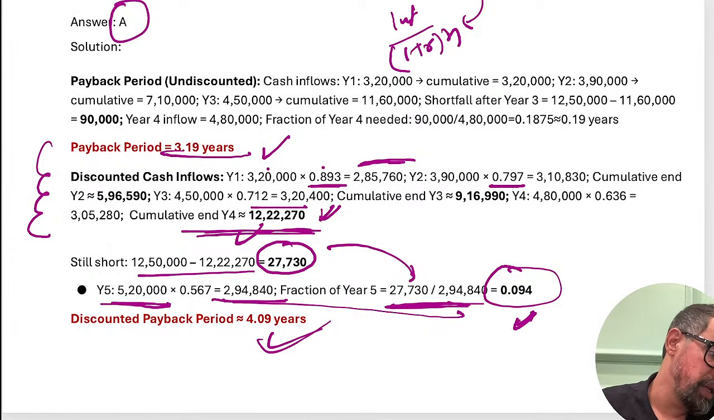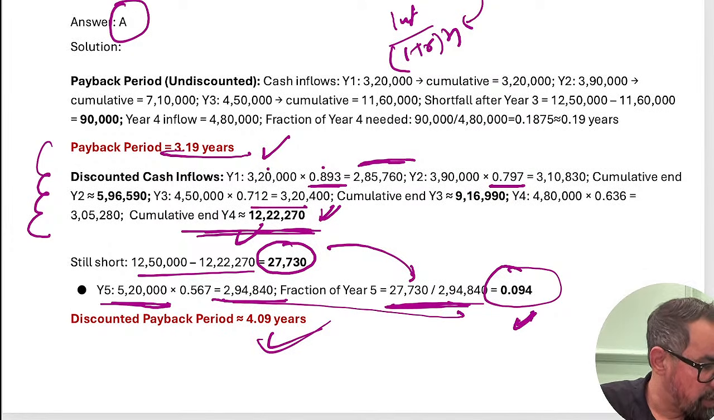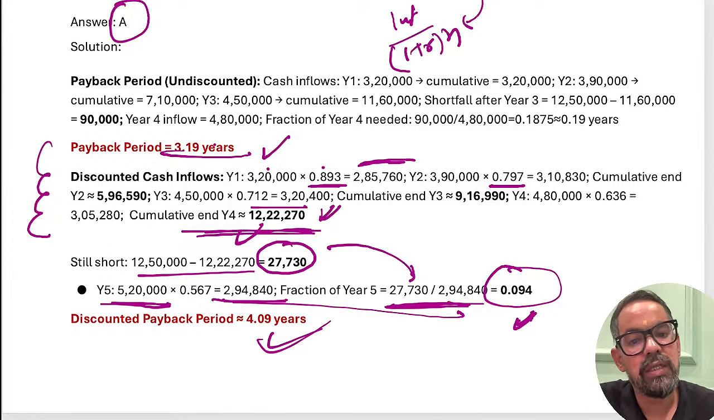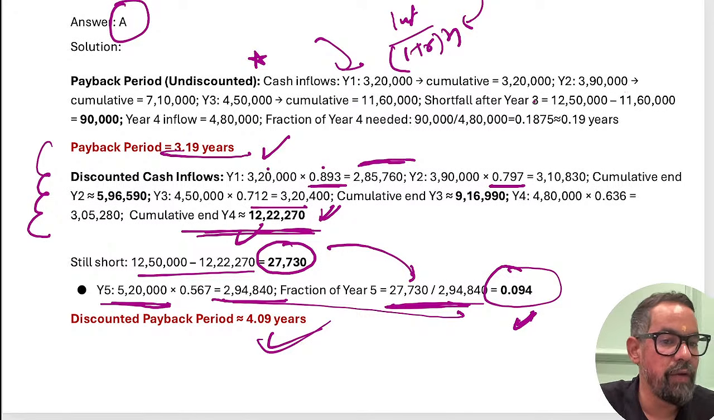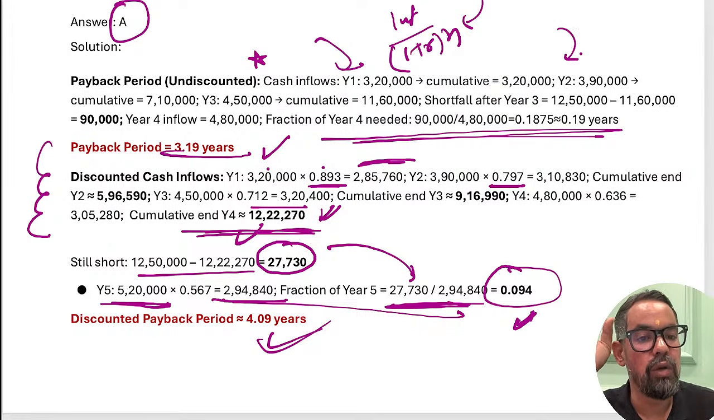In payback period, the payback period is with less money, like 60,000. See, this is non discounted. These are the future values. Sorry, these are the non discounted inflows. This is the discounted inflow.